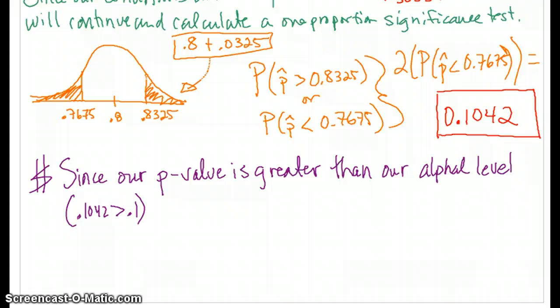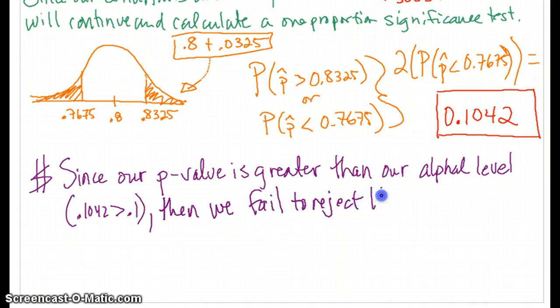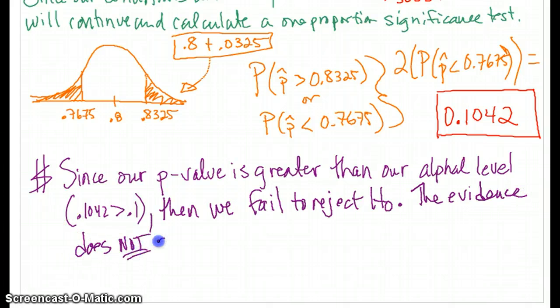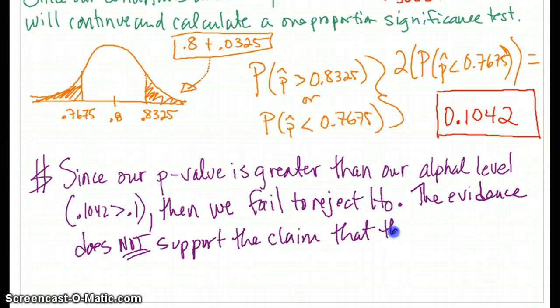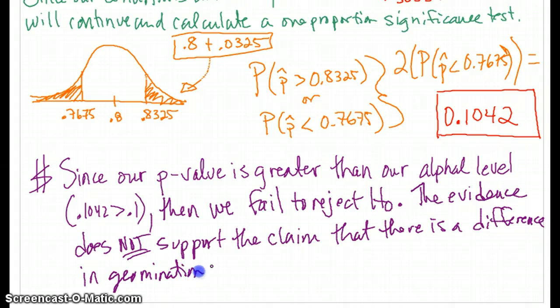And we're going to come back down. Since this is true, then we fail to reject H sub O. Again, since our p-value is greater than our alpha level, we will fail to reject H sub O because it is not statistically significant, and therefore the evidence does not support the claim that there is a difference in germination rates.